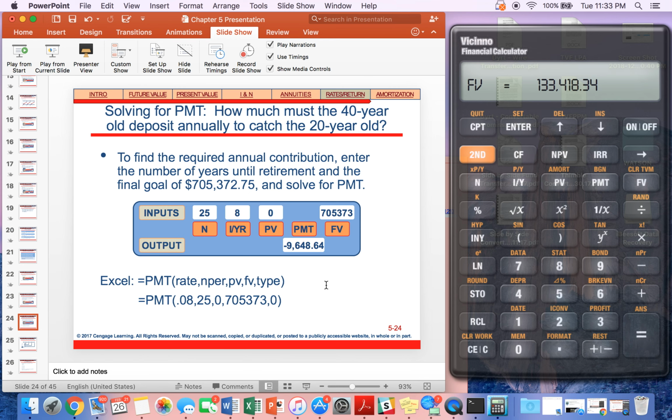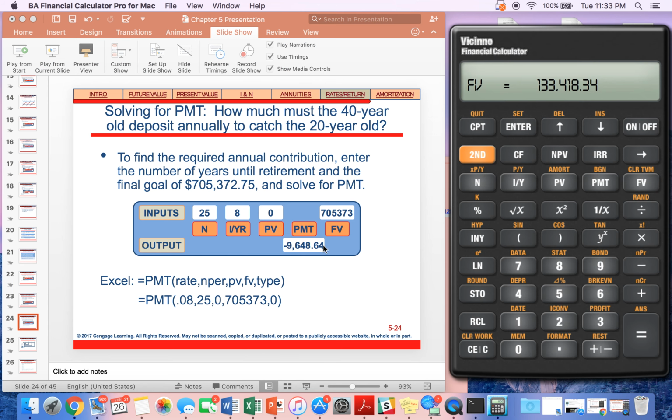So let's go ahead and answer another question. Let's assume she's 40, and let's assume that she wants to catch up to her 20-year-old self, right? So she's 40 now. Her time horizon is still 25 years, but in 25 years she wants to get to a retirement amount of $705,000. The question we're trying to answer here is, what does her payment look like? What does the annuity look like that she's going to have to put into this brokerage account every year?